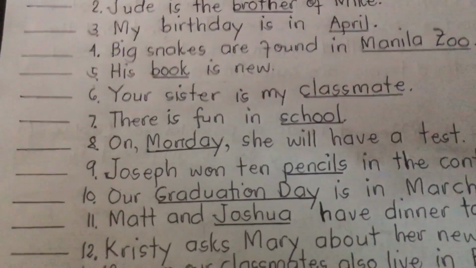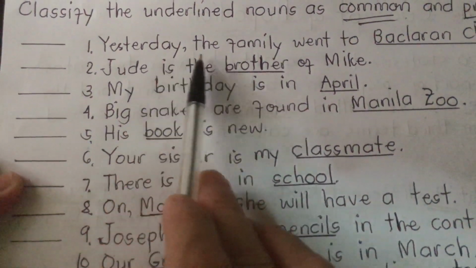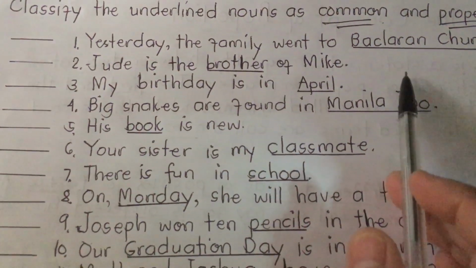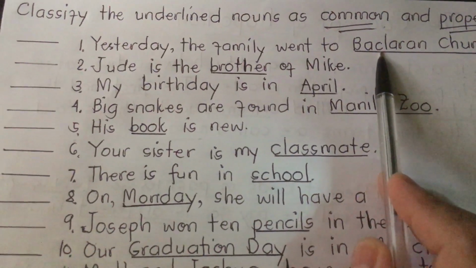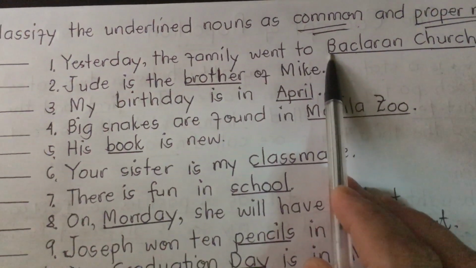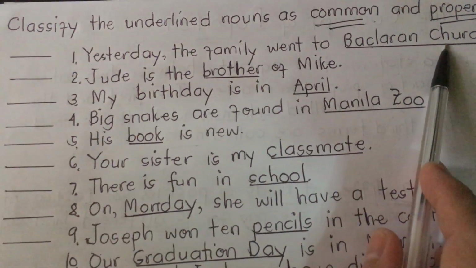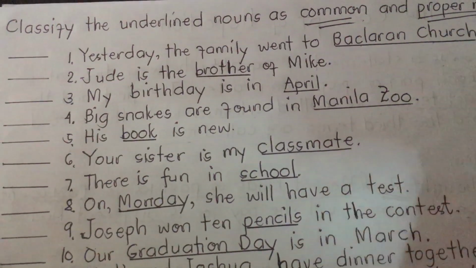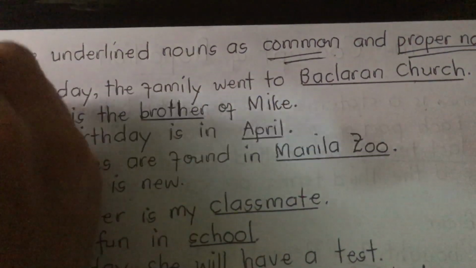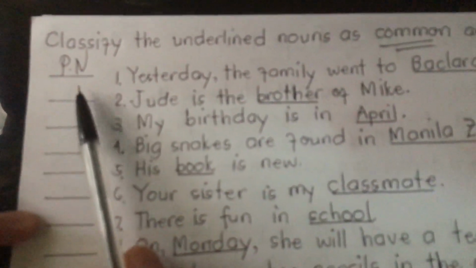Here we go. Number one: Yesterday, the family went to Baclaran Church. We're going to classify the underlined noun, which is Baclaran Church. That means Baclaran Church is the name of a church. And that is why, automatically, class or students, you are going to pick the right answer, which is proper noun. So we're going to write here PN. That's a proper noun.